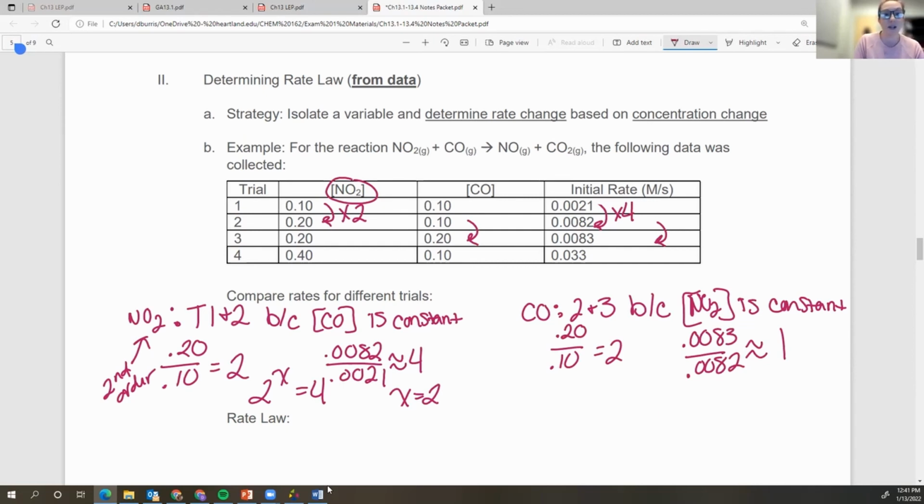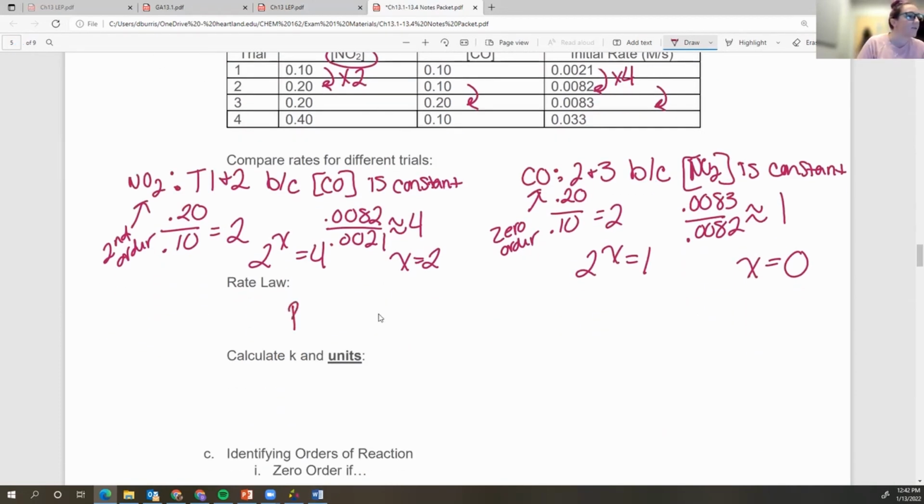Okay, so that must mean that the rate isn't based on the concentration of CO. So I would do 2 to the x equals 1, and that means that x equals 0. So that means that CO is 0 order. Okay, so how I would write the rate law then is rate equals k times the concentration of NO2. I said it's second order, so that's going to be to the power of 2. And if it's 0 order, you don't even have to write it, because anything to the 0 power is 1. So this is actually my rate law for this reaction.